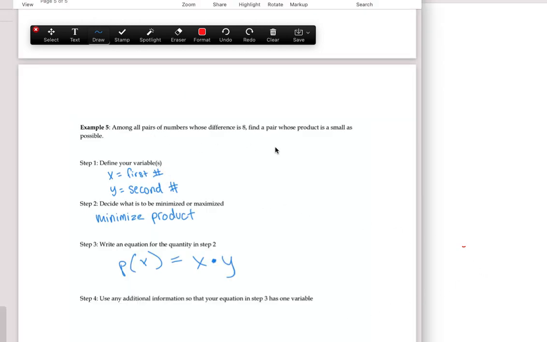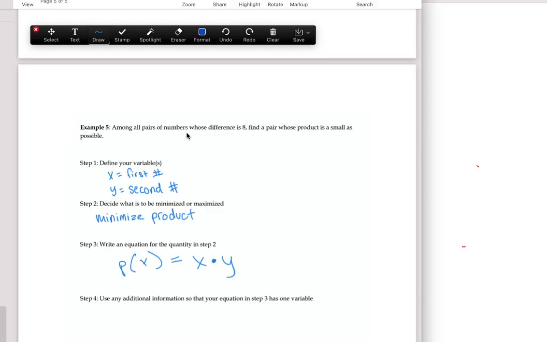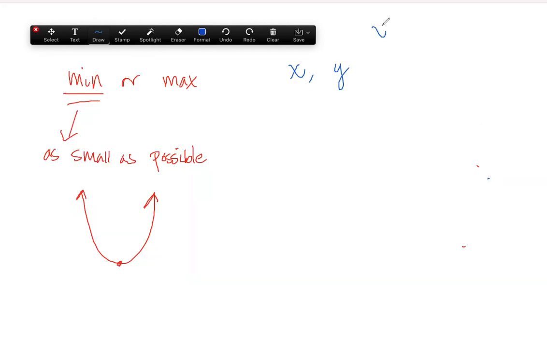Now, what did they tell us? They told us among all pairs of numbers. What could those pairs of numbers be? We don't know. When we don't know items in math, we call them x and y. So these are the pairs of numbers, x and y. What happened between them? Their difference is 8, meaning x minus y. We don't know which is bigger, but it doesn't matter, so you can lead with whichever one. So x minus y is equal to 8.